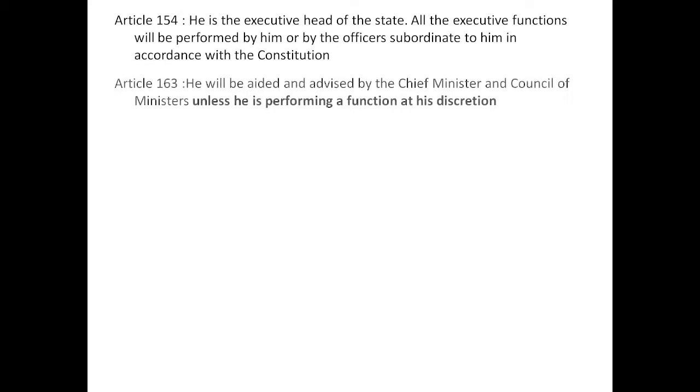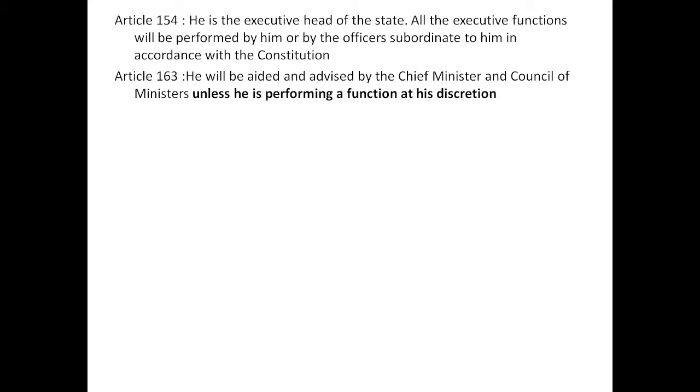So let us discuss some of the important articles in relation to the Governor. Article 154 says that the Governor is the executive head of the state. All the executive functions will be performed by him or the persons appointed by him in accordance with the Constitution. Article 163 says that he will be aided and advised by the CM and the Council of Ministers. So any function or decision has to be done in accordance with the aid and advice of the CM and the Council of Ministers, but unless he is performing a function at his discretion.